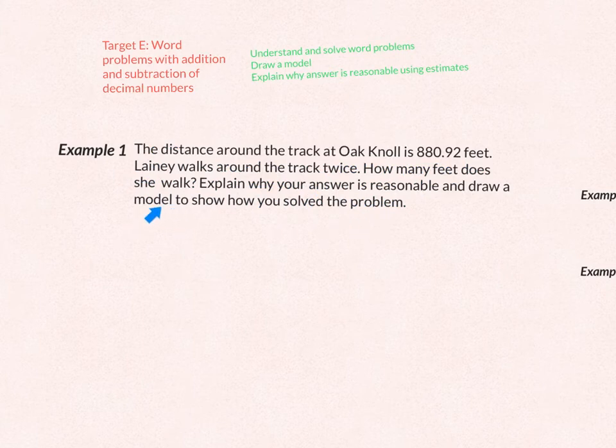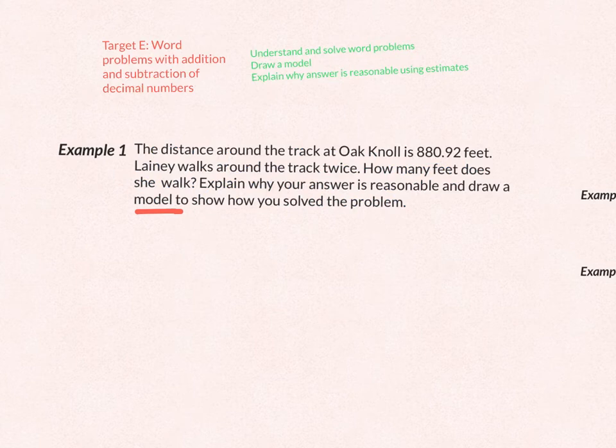So we're going to need to solve, we're going to need to make an estimate to show how our answer makes sense, and then we're going to draw a model to show how we solve the problem. So they're asking us for three parts here. I'm actually going to start with the model. And that's just because that may help me to figure out what's happening in this problem.